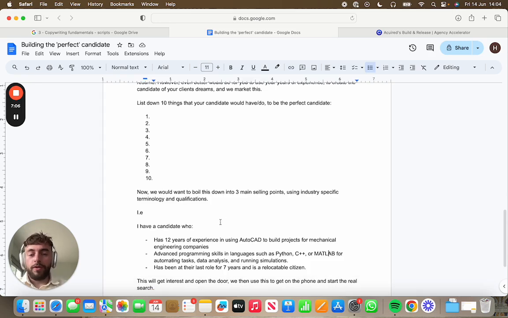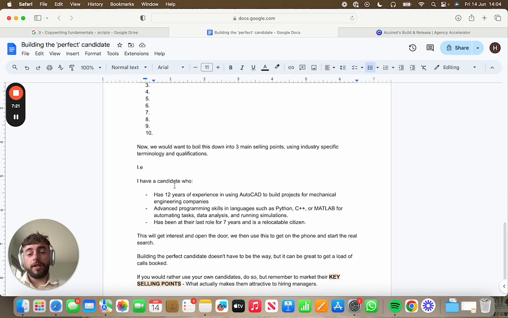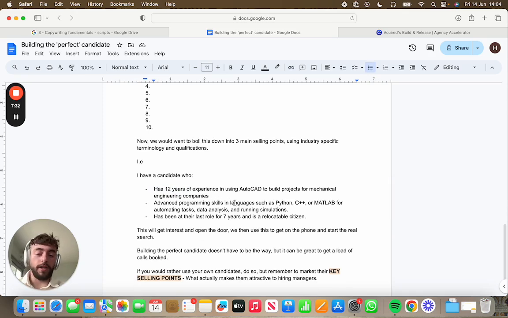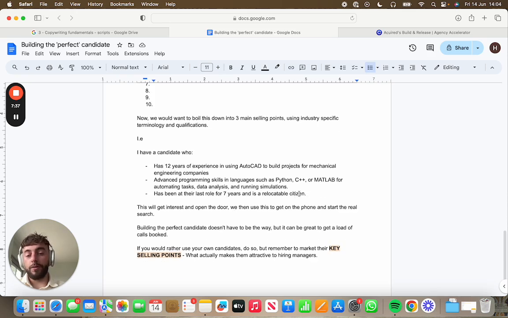So it's always important to be super specific, and there's a correlation between the most placeable candidate campaigns that perform well and the ones that don't perform as well. The ones that are more specific with terminology, specific qualifications and skill sets, etc., work better, right? So the example could literally be saying, hey, I have a candidate who has 12 years of experience using AutoCAD to build projects for mechanical engineering companies. Obviously, this would be targeted to them. Advanced programming skills in languages such as so-and-so, and has been at their last role for 7 years and is a relocatable citizen. So it's basically ticking off all the boxes. Like, this is someone who's great. And this will get interest and open the door, right?